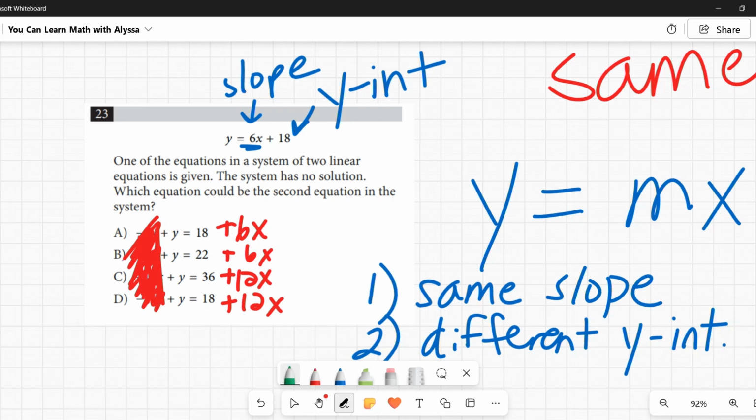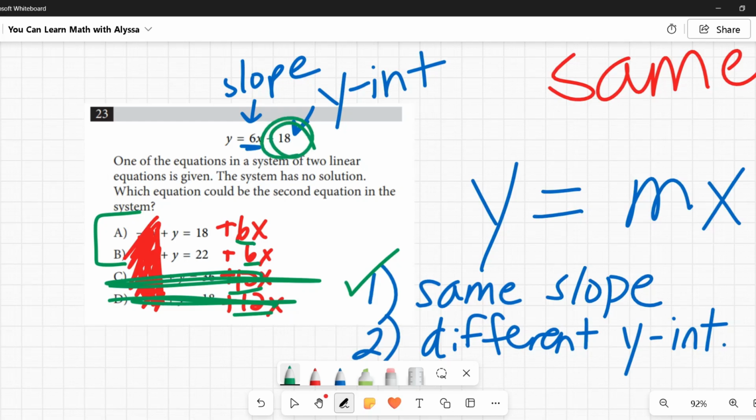Just move on. What are the slopes of A and B? They are both 6. That coefficient by the x is 6. Okay, they have the same slope. They're both contenders. What about C and D? No, for those, the slope is 12. They do not have the same slope. A and B pass the first test. Now we need a different y-intercept. The y-intercept for the original line is 18. Let's see, in A, the slope-intercept, that number that's by itself, is 18.